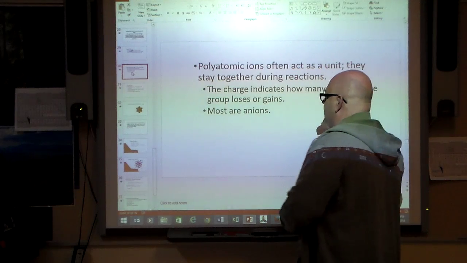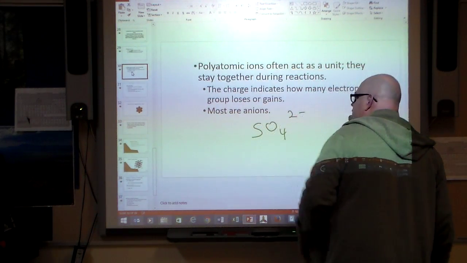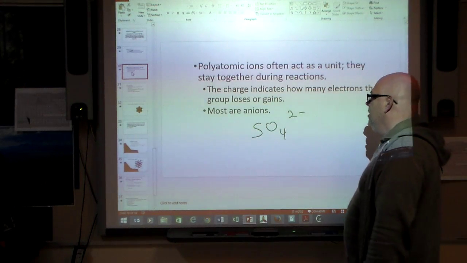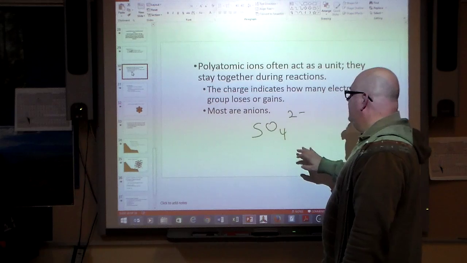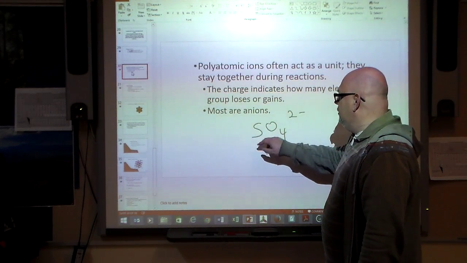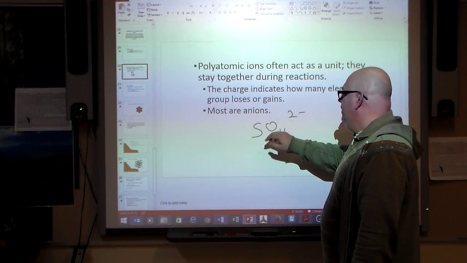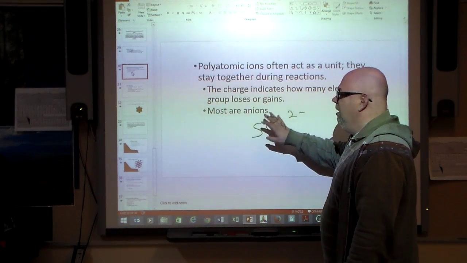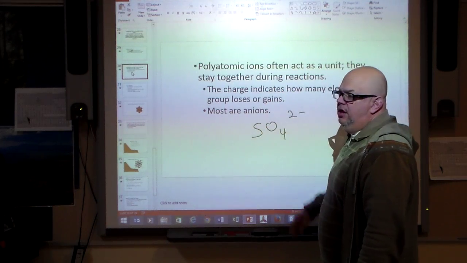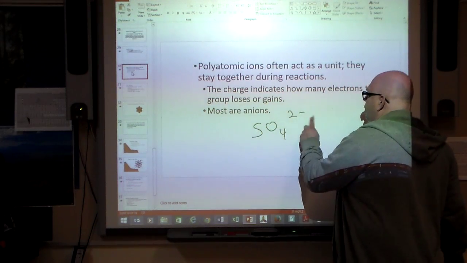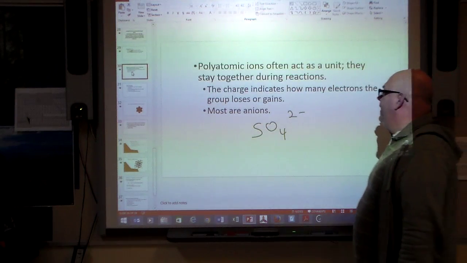Most are anions. So if we look at SO4 with a -2 charge, for example, at this point, if we were to look at the sulfur and the 4 oxygens around it, in order to make things equal, so that the sulfur has its 8 and the oxygens have their 8, you have to add 2 electrons in there somewhere, okay?